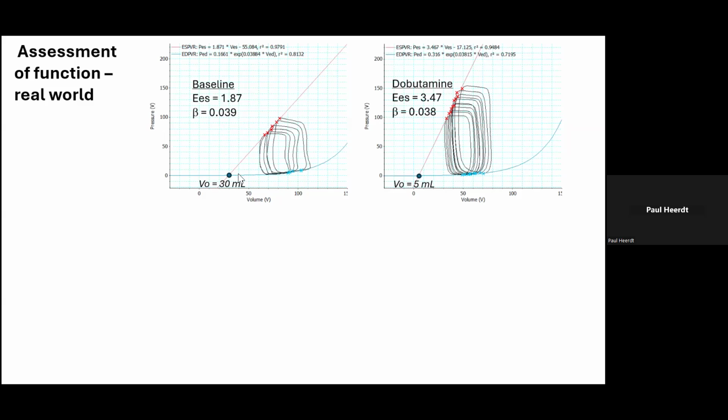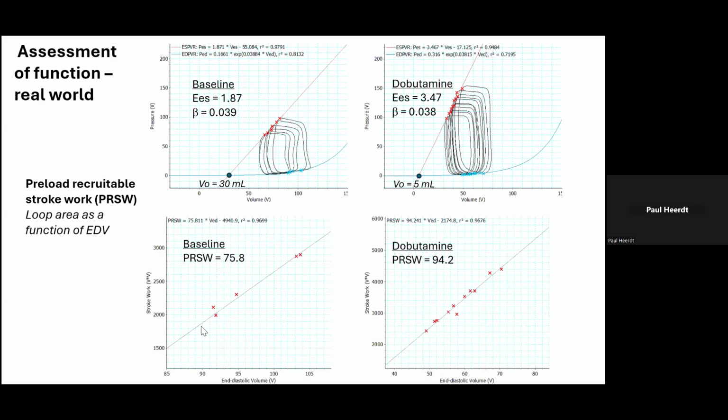Keep in mind, though, that what you see is not only a change in the end systolic pressure-volume relationship slope, there's a shift in this V0 value. Again, I'll get back to this as an important component to consider when you're reading the literature. Less well appreciated is another approach to contractility called preload recruitable stroke work, which essentially takes the area of an individual loop and plots it as a function of its end diastolic volume or its preload. So you're able to generate a slope, and here it is at baseline, and here's what happened to it with dobutamine.